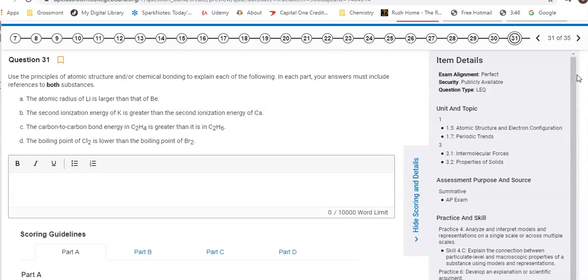And D, the boiling point of Cl2 is lower than the boiling point of Br2. Both of them are nonpolar. Br2 is larger, so it has more electrons. Both of them only have London dispersion forces. The one with the most electrons has the strongest London dispersion forces, and that would be bromine.